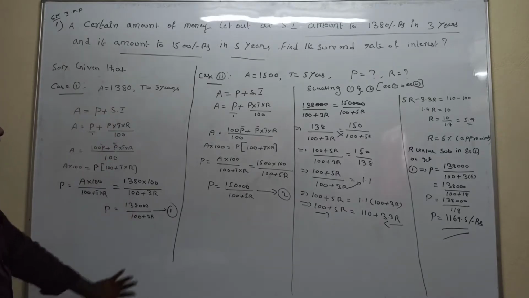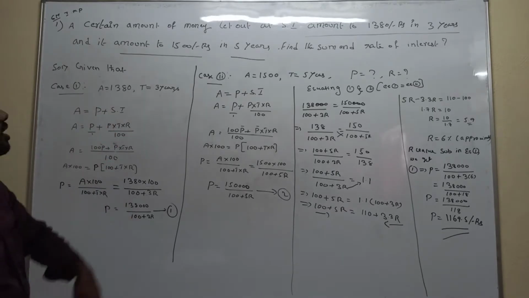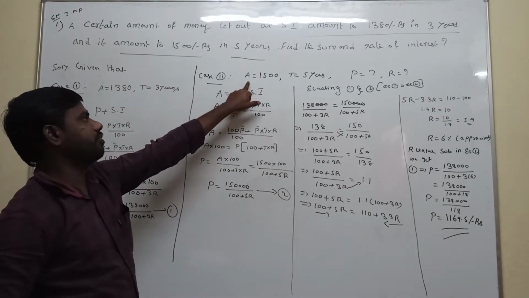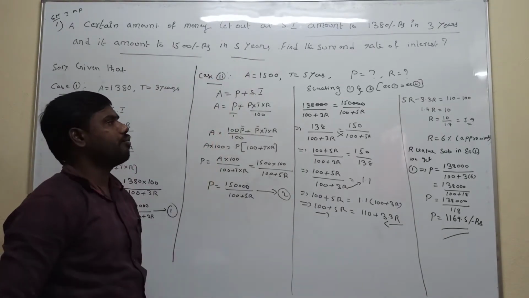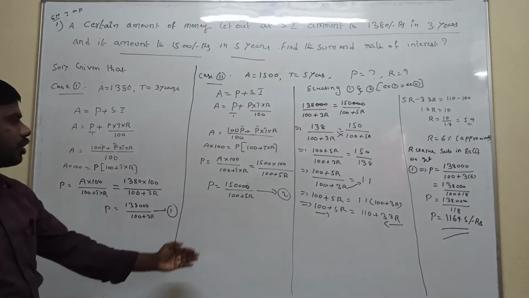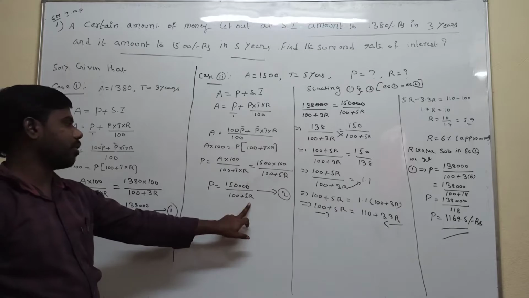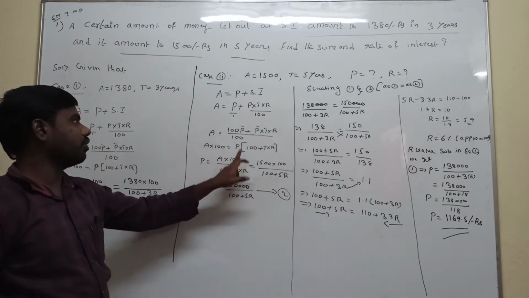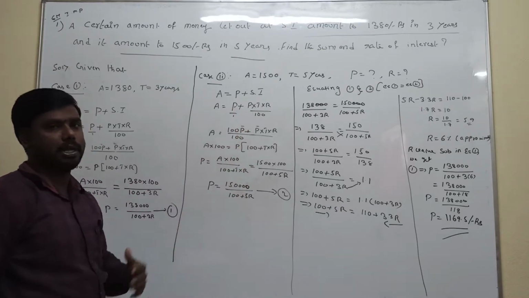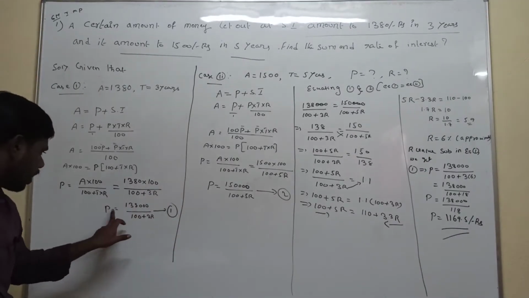So 3 into that is considered equation number 1. Second case also, they give capital A amount is 1,500, T is equal to 5 years. Same formula applies here. Here also P value we are getting 1,50,000 divided by 100 plus 5 r, because here we substitute A value and T values. Observe both the equations. Both are P value.